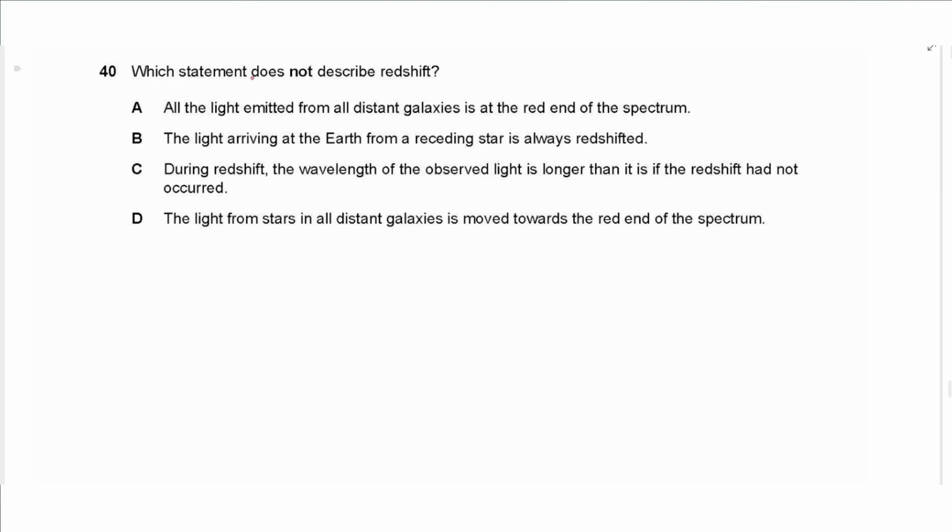Question 40 says, which statement does not describe redshift? The choices are: A, all light emitted from all distant galaxies is at the red end of the spectrum. No, not all light emitted is at the red end of the spectrum. B says the light arriving at the Earth from a receding star is always redshifted. Yes. C says during redshift, the wavelength of the observed light is longer than it is if the redshift had not occurred. Yes, redshift causes the wavelength to increase. So the sentence is correct. The light from stars in all distant galaxies is moved towards the red end of the spectrum. That is the definition of redshift. So all are correct except A, so we choose A.